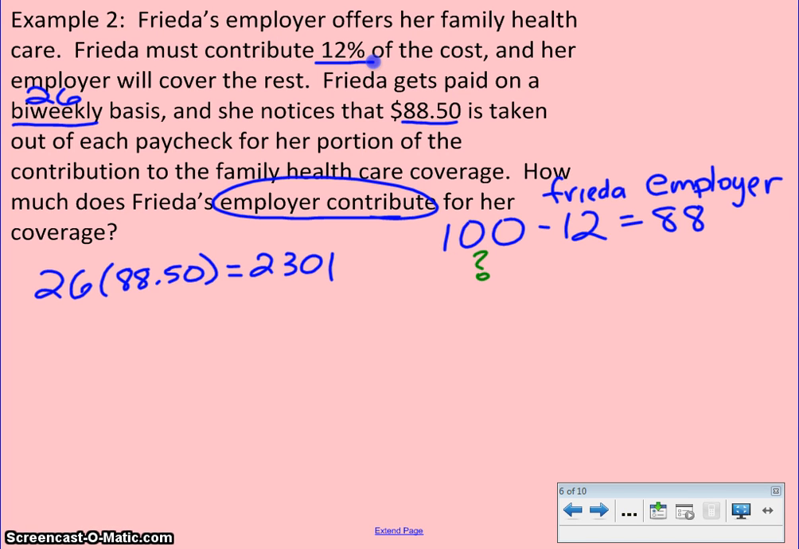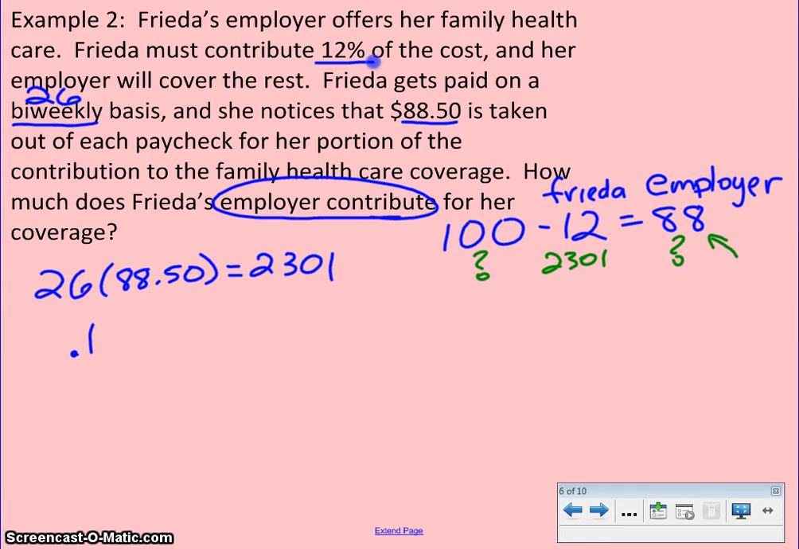I do know what 12% is. I know that that's the 2301. And I don't quite know what the 88% is yet, but that's the one that I'm looking for. So in order to find that, we're going to have to find out what the 100% is, and we need to go with the information that we have.